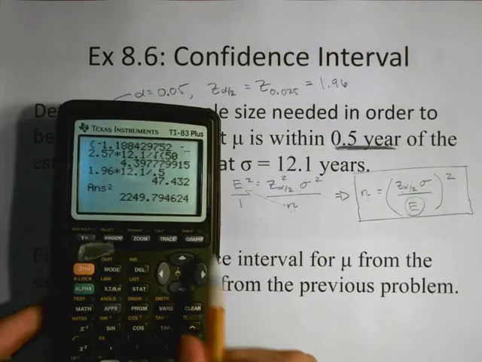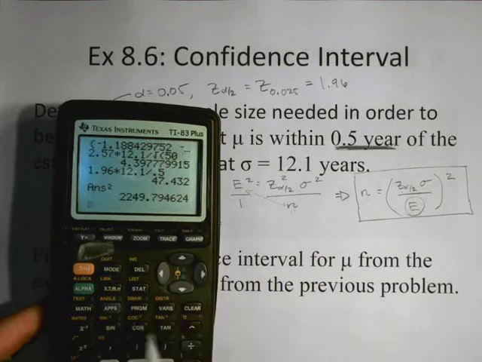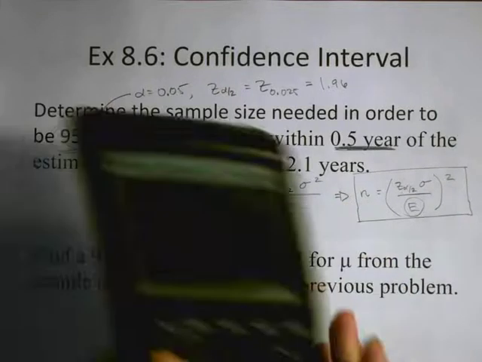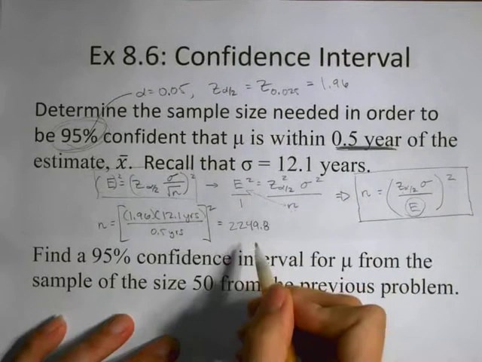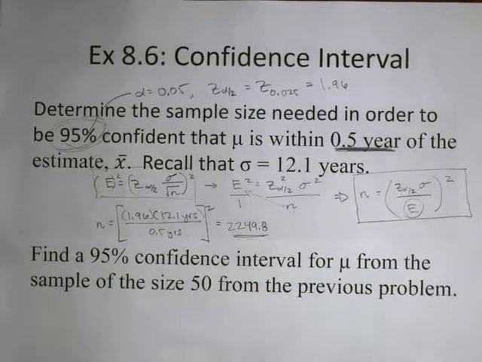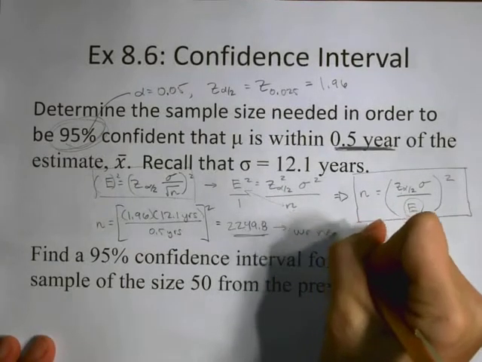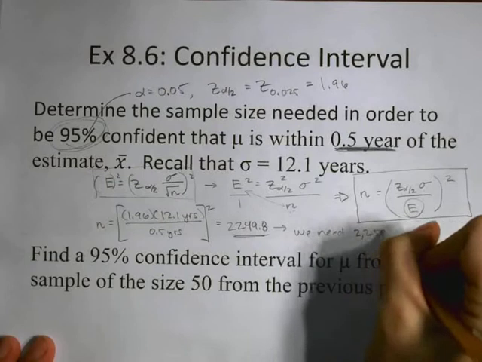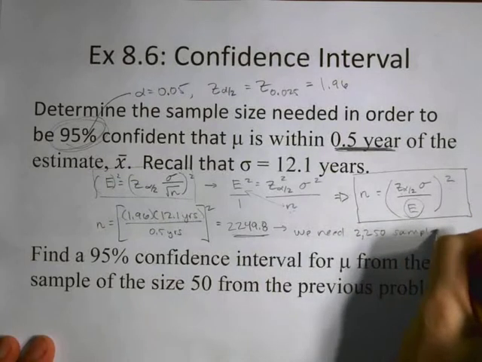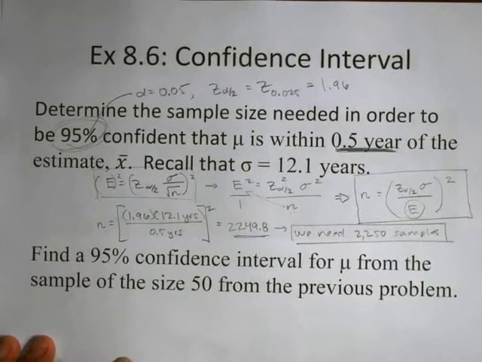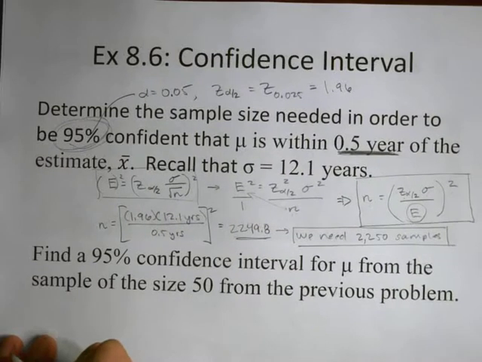So I forgot to add it in here, but I actually have to square all of that because there's a square to the end. And when I do that, I get 22,249.8. We can't have a non-whole number of samples, so we'll go ahead and round that up to the next number. So we need 2,250 samples. And that's the answer to this problem.